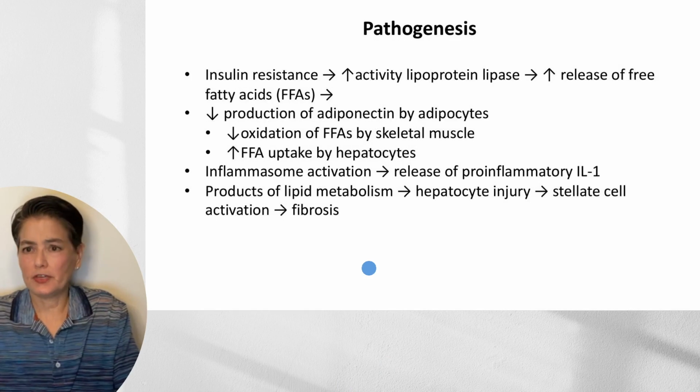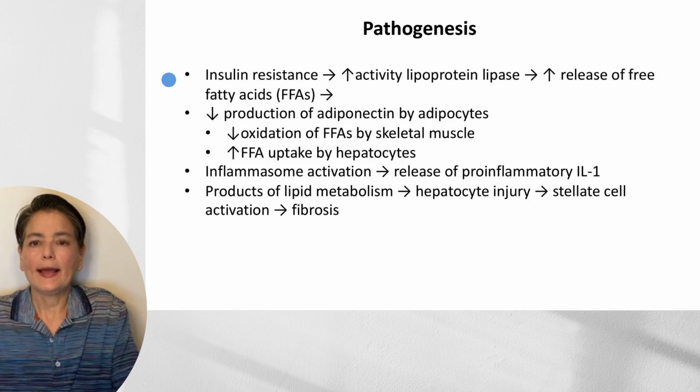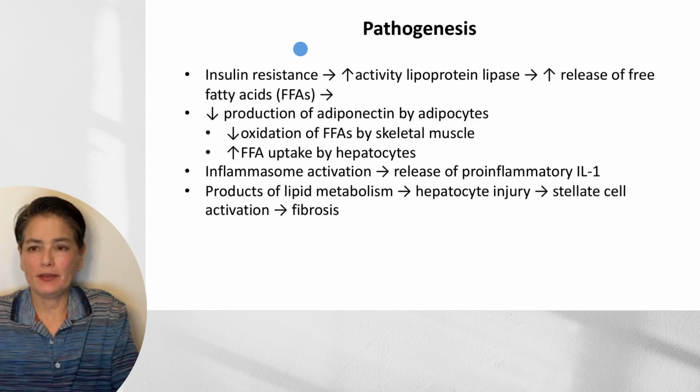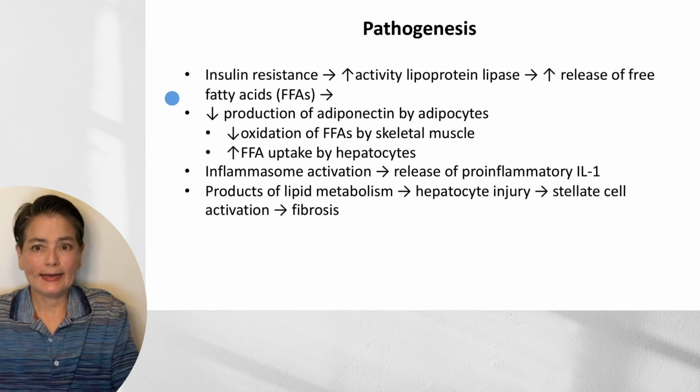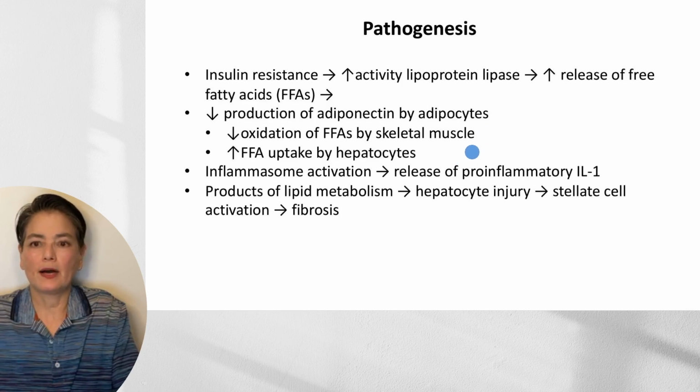Now, the pathogenesis is very different in non-alcohol fatty liver disease. We have insulin resistance, and with that insulin resistance, we're going to get increased activity of our lipoprotein lipase, which will increase the release of free fatty acids. With abundant free fatty acids, we're going to get a decreased production of adiponectin by adipocytes. With this, we're going to get decreased oxidation of our free fatty acids by skeletal muscle and increased free fatty acid uptake by hepatocytes. So they're going to become bulging with lipid.